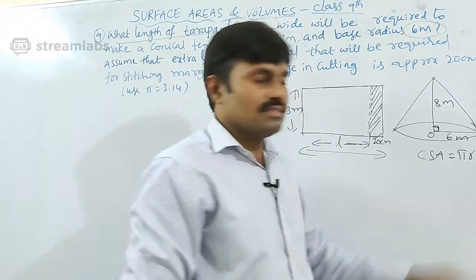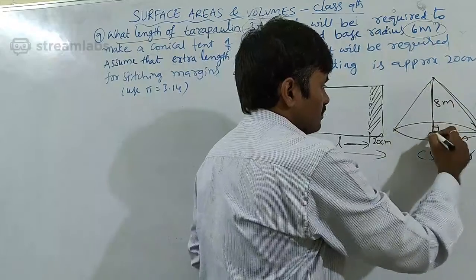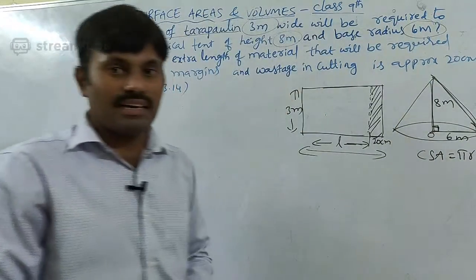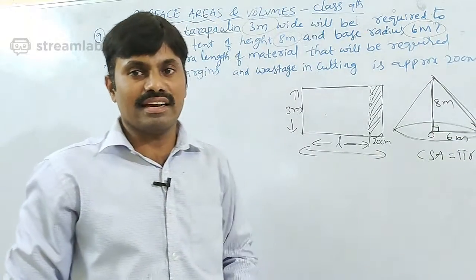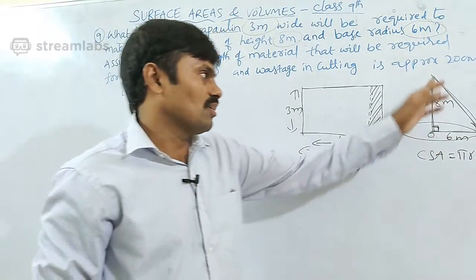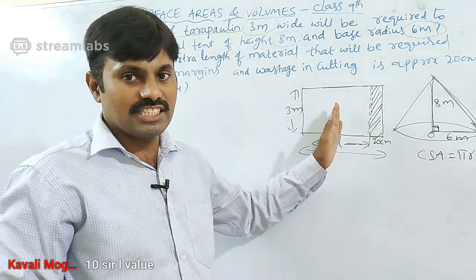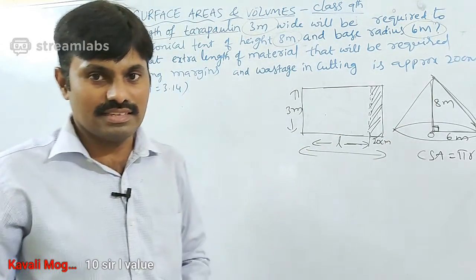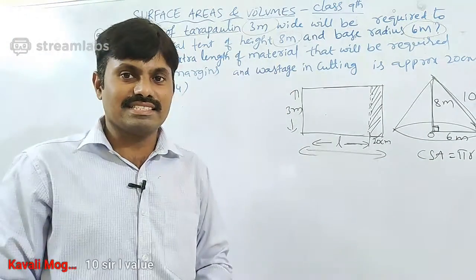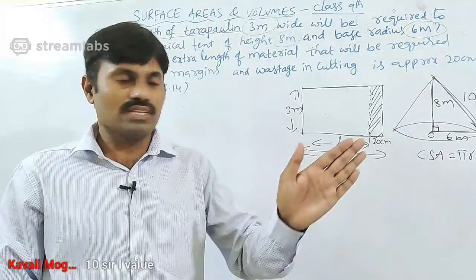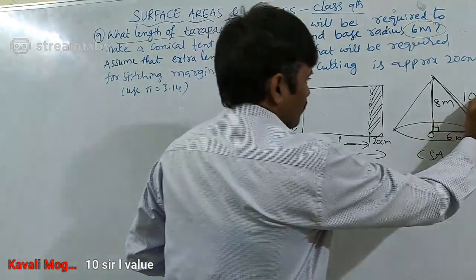So the value of L we have to find out, by using the Pythagoras theorem concept. What is the length of the slant height? What is the measure of slant height? Are you clear, my dear students? What is the relation between this one and this one? Yes, 10. Because 8 eights are 64 plus 6 sixes are 36, total 100, under the root is 10. So directly I have written, use Pythagorean theorem to find it.